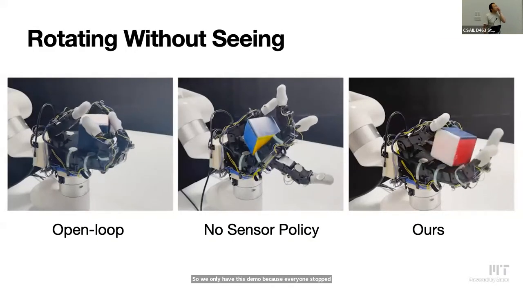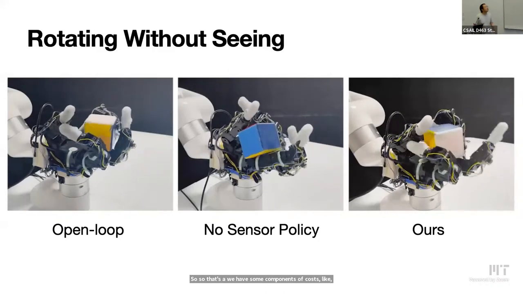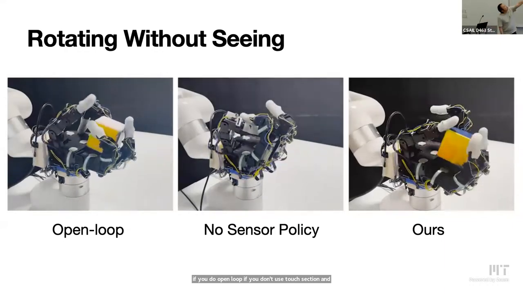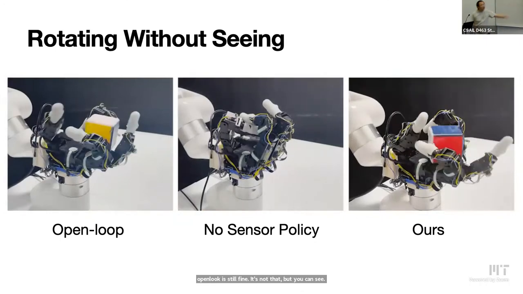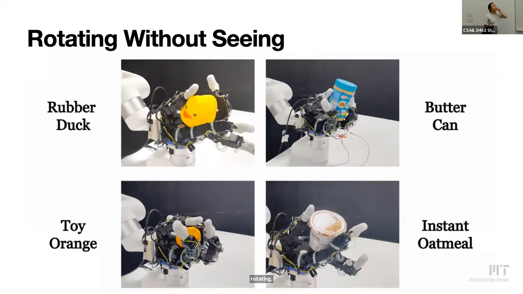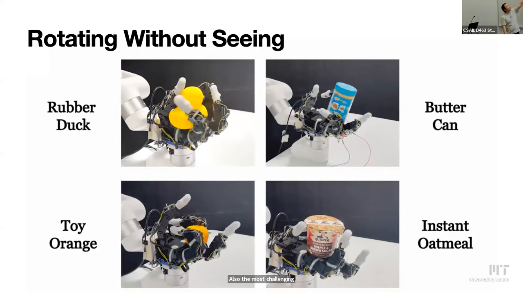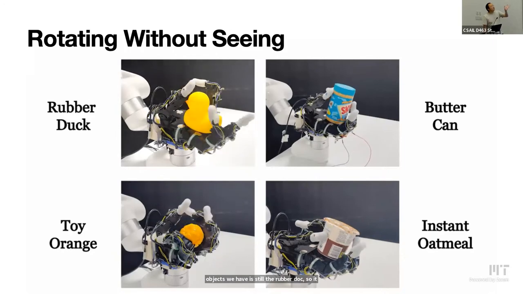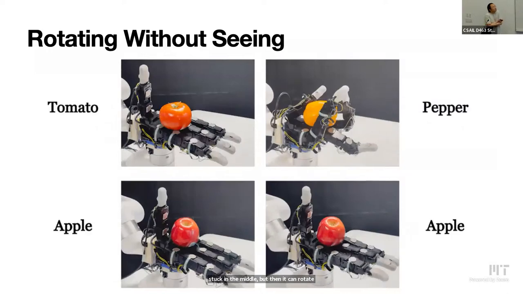We have some comparison of cost, like if you do open loop, if you don't use touch sensing, it's much, much worse. Open loop is still fine, but you can see you just keep using the same motion. It's not really rotating the object. So there are generalization demos, and the most challenging among the objects we have is still the rubber duck. It got stuck in the middle, but then it can rotate. It takes some time.